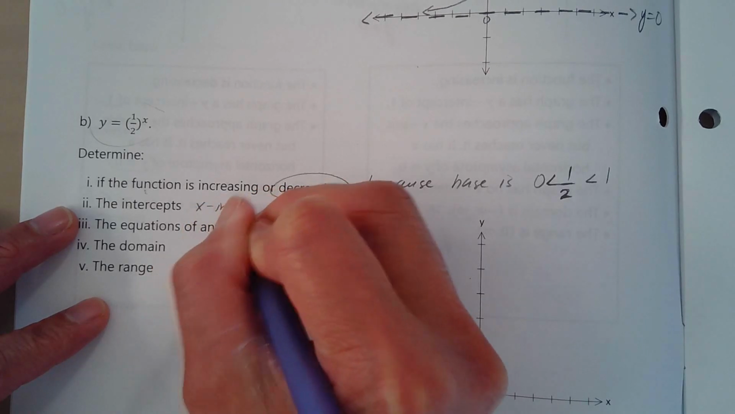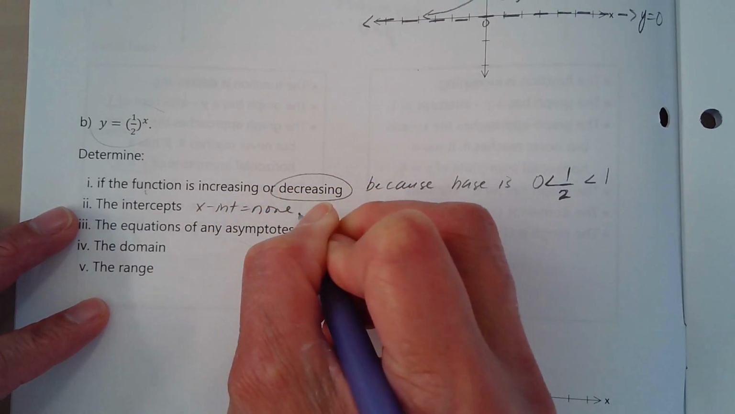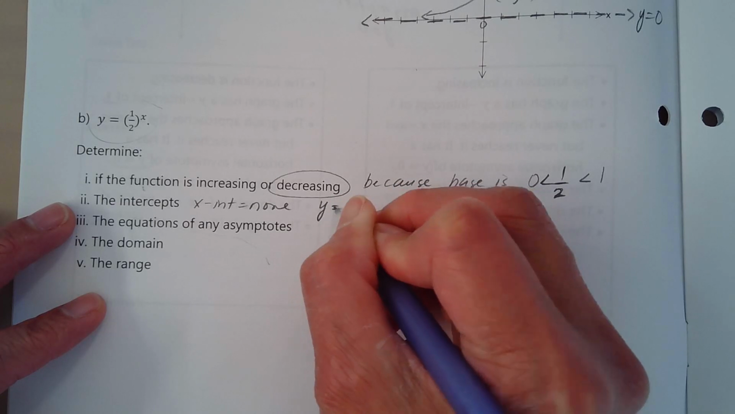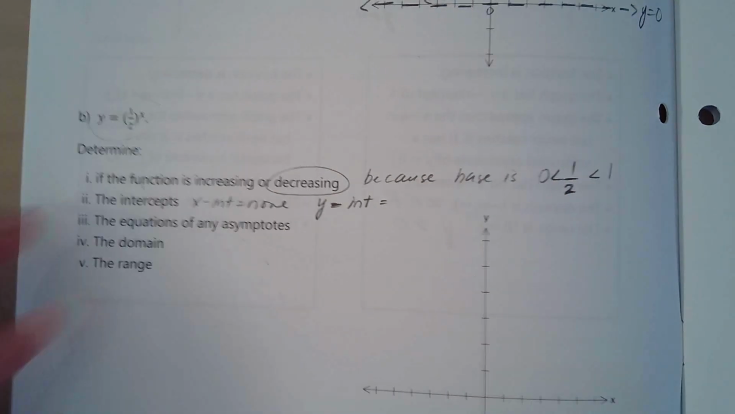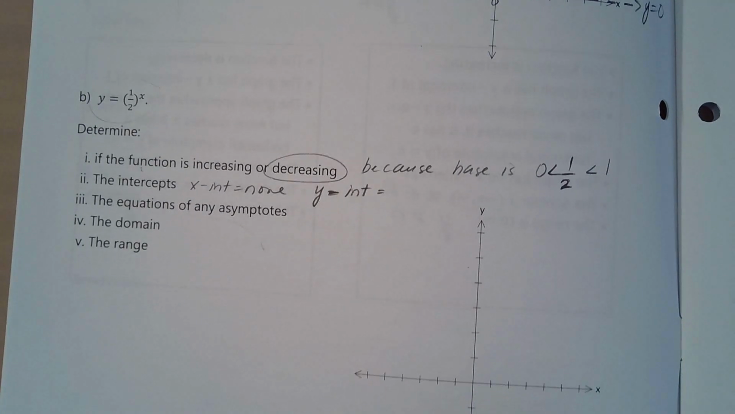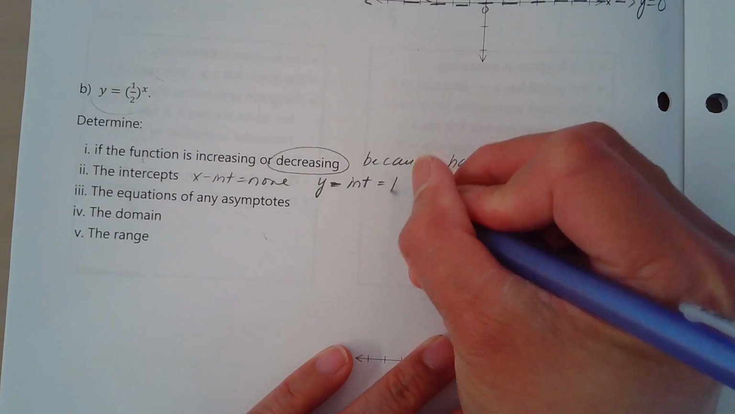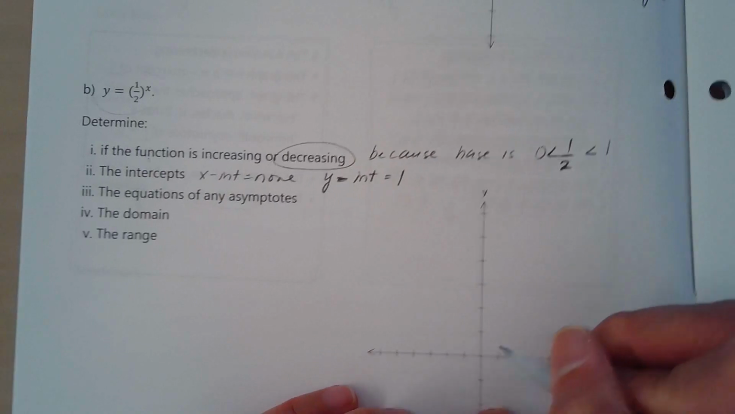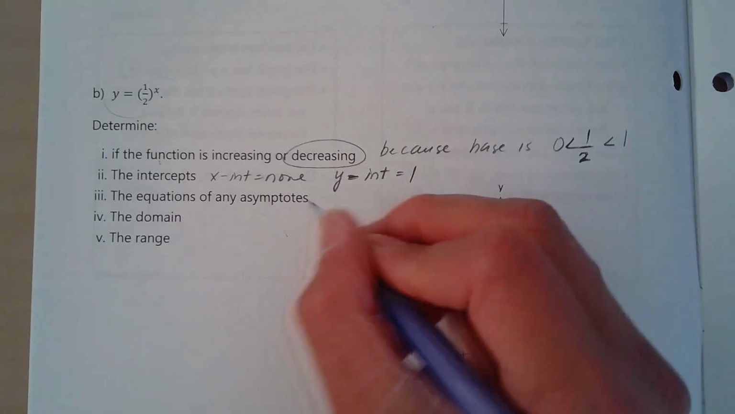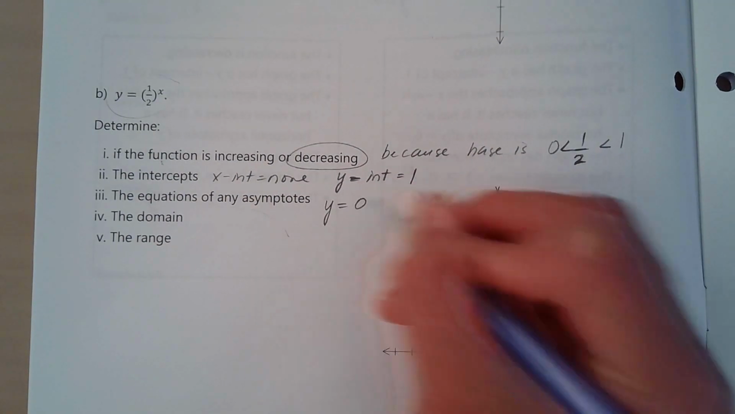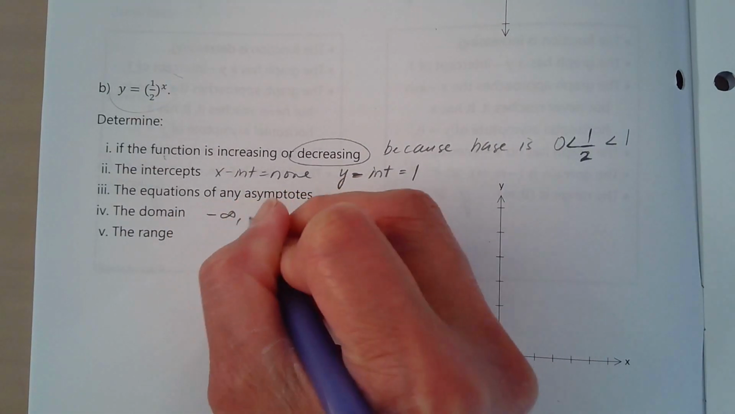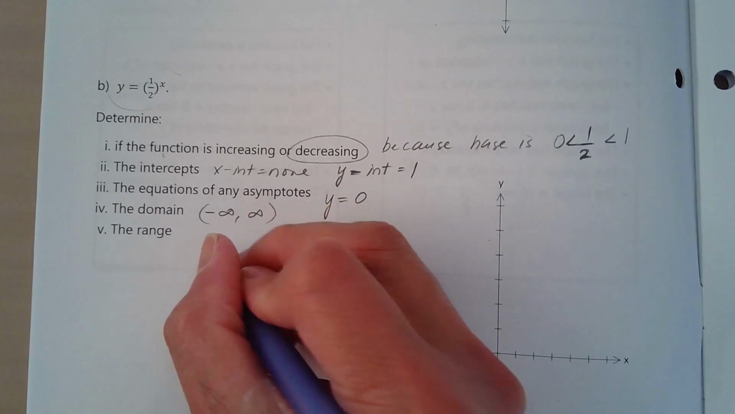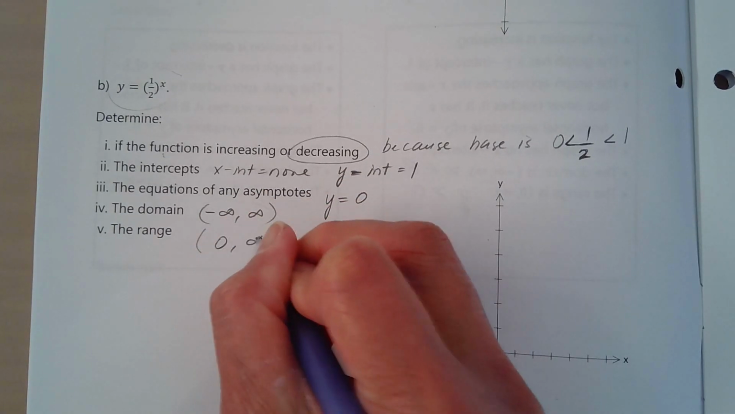The x-intercept, there's none. But y-intercept, that's when x is 0, it's 1. Equation of asymptote, y equals 0. Domain is from negative infinity to positive infinity. And range is from 0 to infinity.